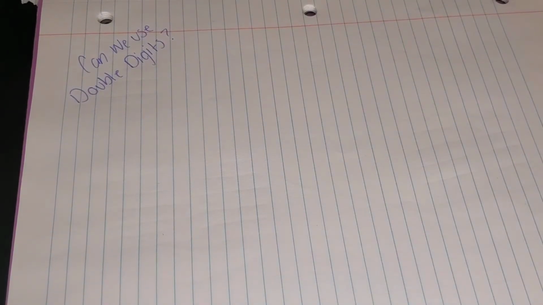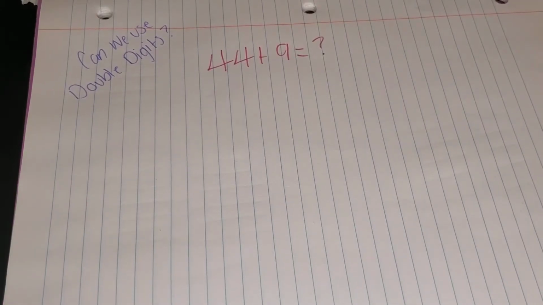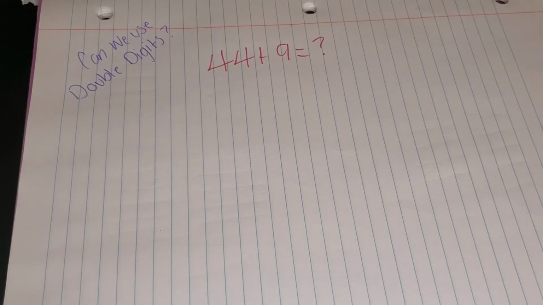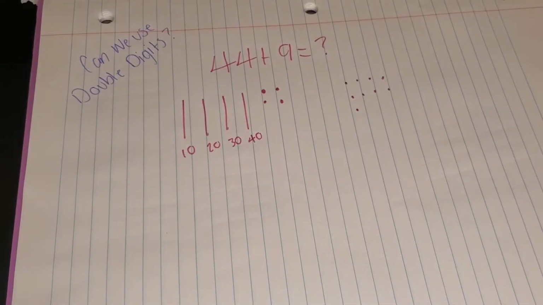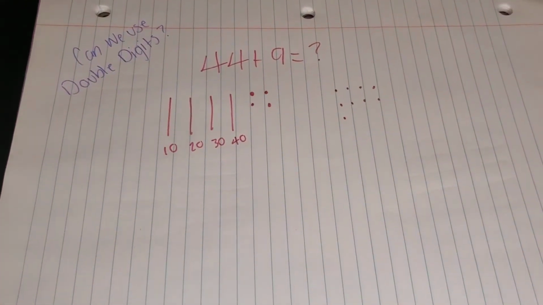So now the question is, can we use double digits? Yes. For first grade, that's when you're going to start using double digits. For instance, we could use the numbers 44 plus 9. We're going to visually draw them. To visually represent them, we have to draw a model. So here we have the 40 plus 9.